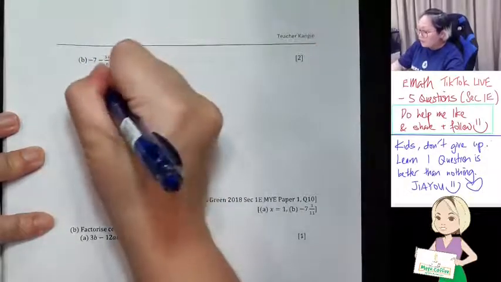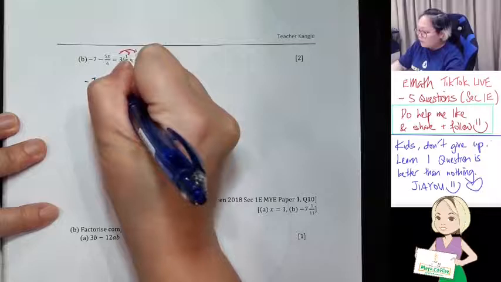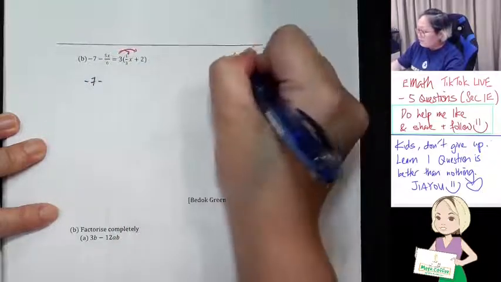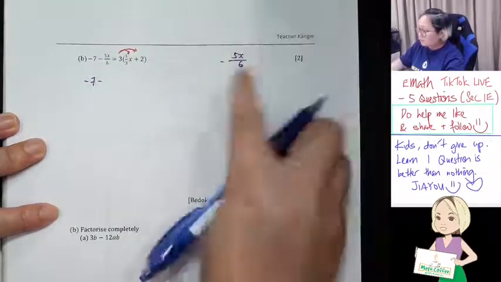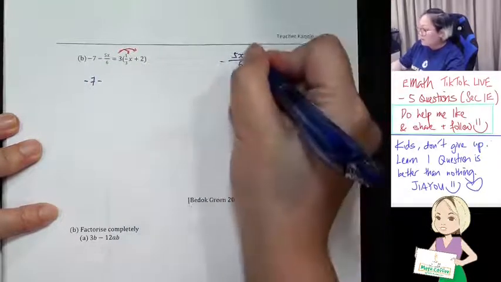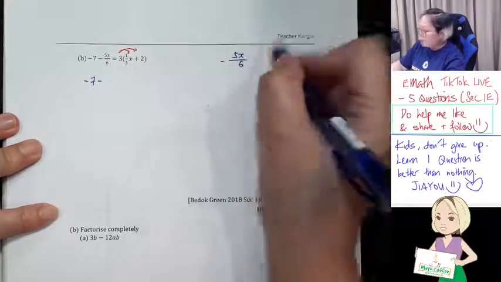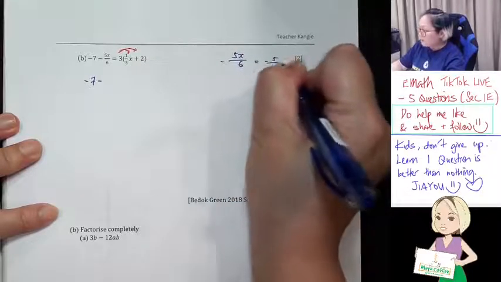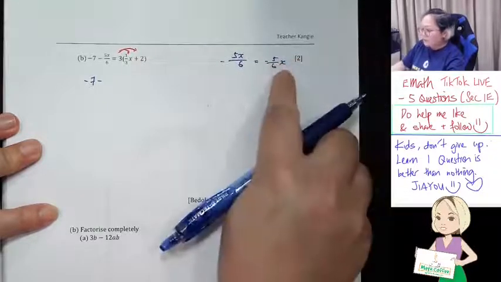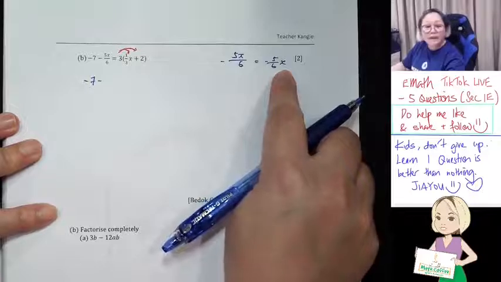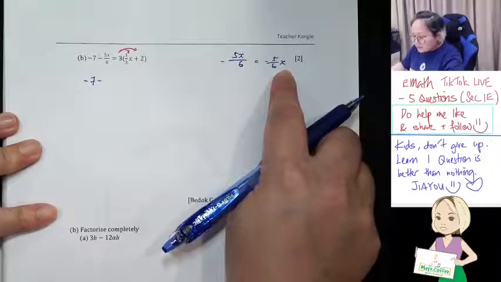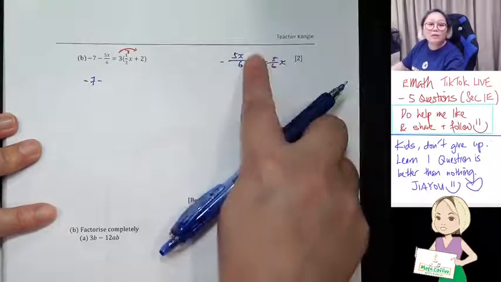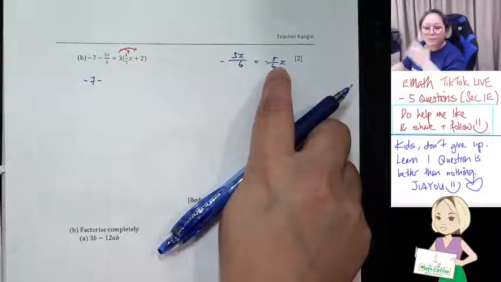So this side will remain first. This one, 5x over 6. Take note that when the x is at the top, you can rewrite it as minus 5 over 6x. So the x can be in the middle, understand? When the x is at the numerator, you can bring it to the middle.